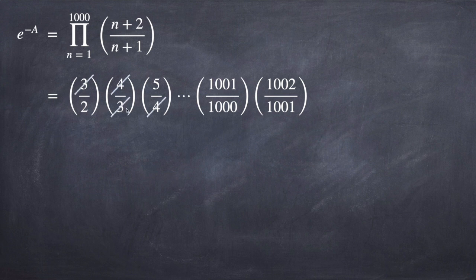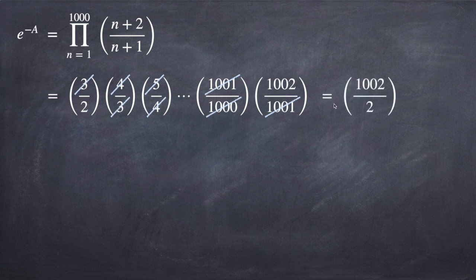These two terms here will cancel out. These two terms will cancel out as well. Number 5 here will cancel out with the 5, which is in the denominator of the next term. The same here. This 1,000 in the denominator will cancel out with the 1,000 in the numerator of the previous term. These two terms will cancel out, and the remaining terms are 1,002 and 2.